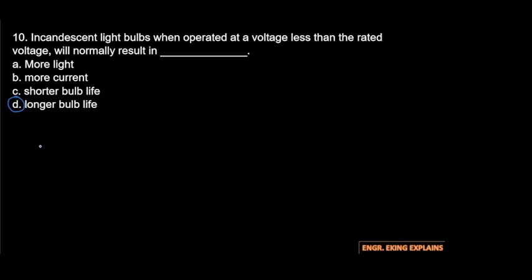Kasi every time that we are using the incandescent lamp, bine-burn natin yung tungsten filament. So kung gaano kabilis natin i-burn yung ating tungsten filament will depend on the current flowing on the bulb.